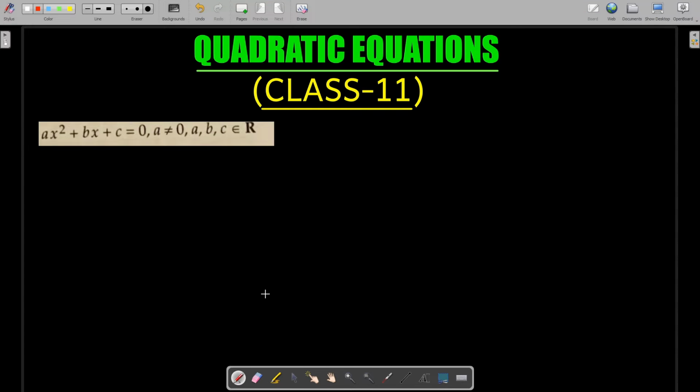Hello students, today we will learn about quadratic equations for class 11. In 10th standard, you already learned how we can get the roots of a quadratic equation.